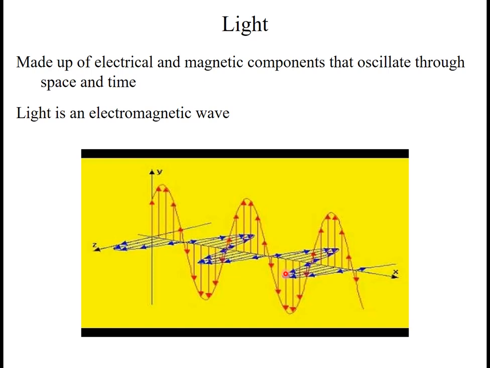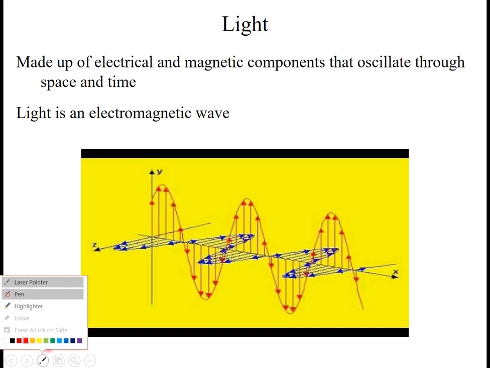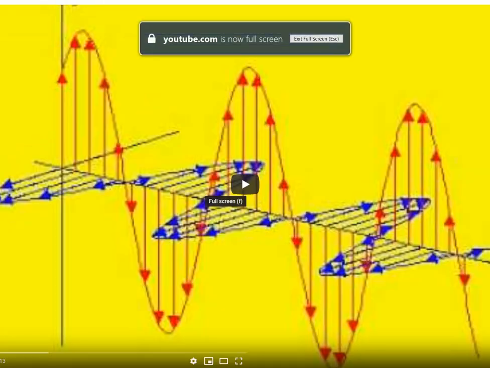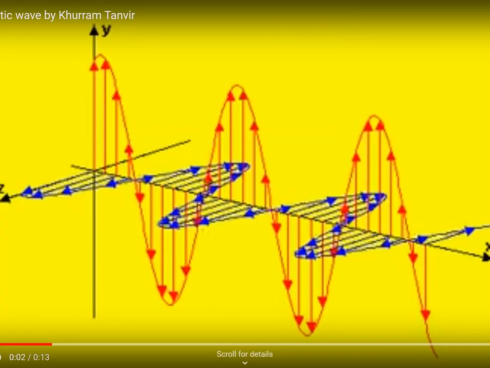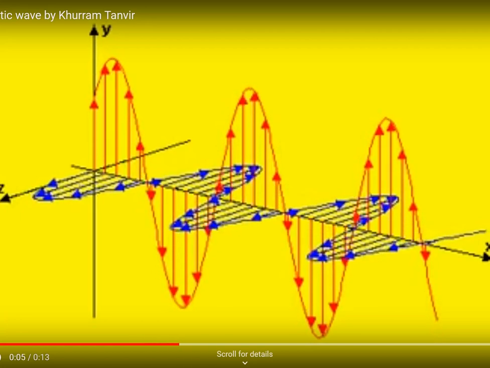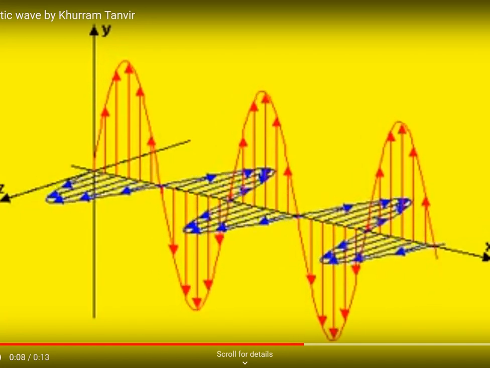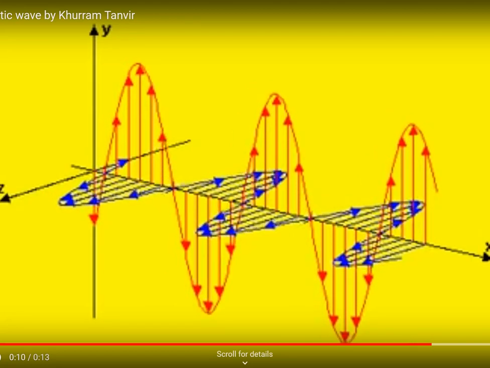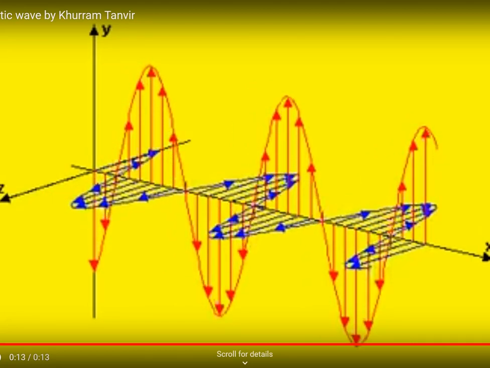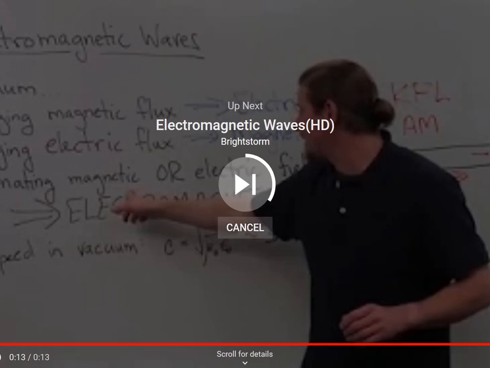Light, however, is an electromagnetic wave, which means it has an electrical component and a magnetic component that oscillate through space and time. And in theory, I have a video here. It's very short. And so what you see here is that one component is the electrical component, and it's moving along this line, and the blue line, which is at 90 degrees, is the magnetic component, and it's moving through also.